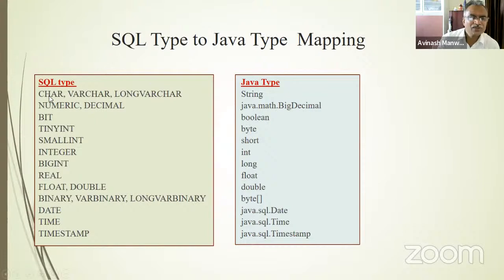If you are using char, varchar or long varchar in MySQL, you map it to the String data type in Java. If it is numeric or decimal in MySQL, you map it to BigDecimal in Java. If it is bit, tiny integer, small integer or integer, you accordingly map it to boolean, byte, short, integer, long, like that. If it is date, you map it to SQL date. If it is time, then SQL time. Once you keep this mapping of types in mind, it will be easy for you.